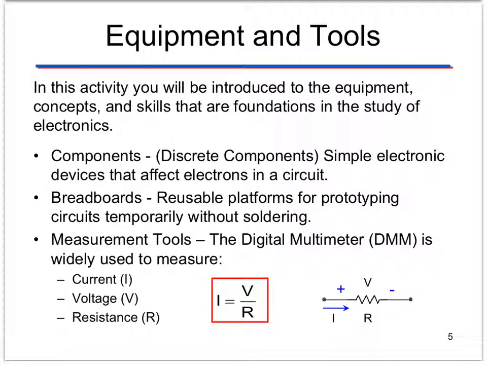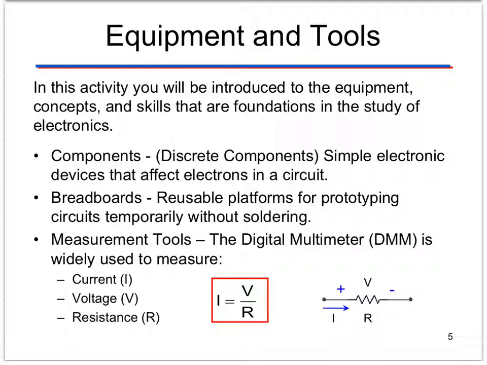All right, so first let's look at equipment and tools. In this activity, you will be introduced to the equipment, concepts, and skills that are the foundations in studying electronics. So components, which includes discrete components. Remember, a discrete component is a digital component that has basically a 0 or 1. Simple electronic devices that affect electrons in a circuit. So that's what a component is.